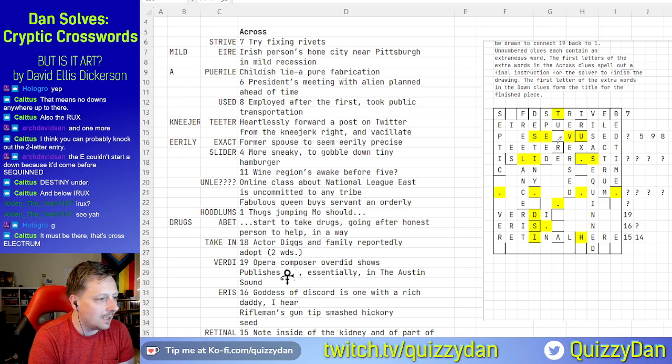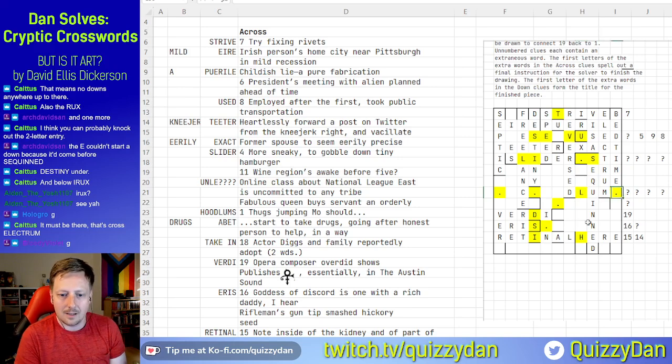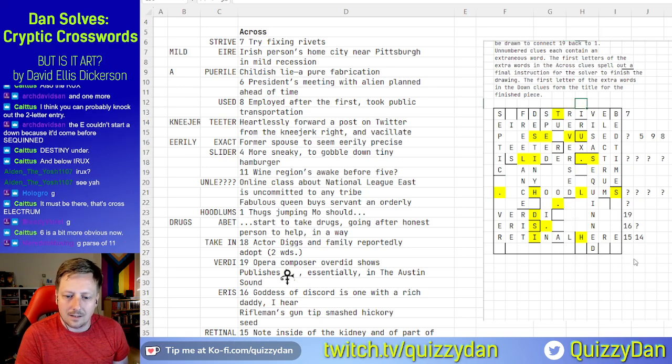Tita, yeah. Exact, slider, something, something, and then we get hoodlums. So I'm going to put hoodlums in. That's crossing all of those. Very irritating. So hoodlums is going to go there. That's your middle, isn't it? So it's going to go there. Right.